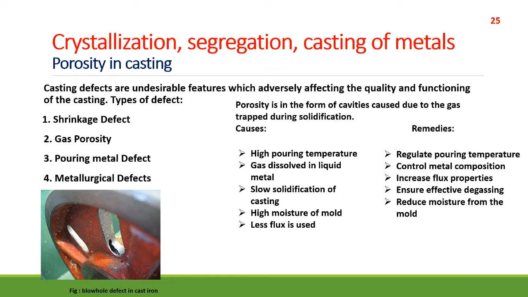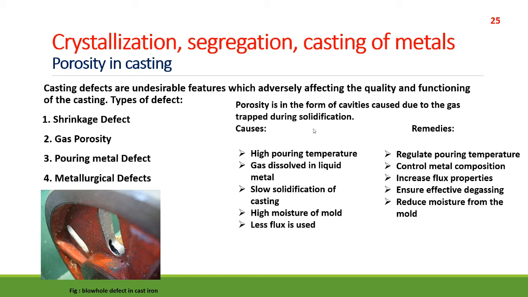So in this diagram, I show you a kind of gas porosity which is on the surface of the metal. One more thing, we are supposed to focus more on the porosity or the gas porosity because it's the most common type of defect. So porosity means cavities caused due to the gas trapped during solidification, as I just discussed, and there are a couple of reasons for which it happens.